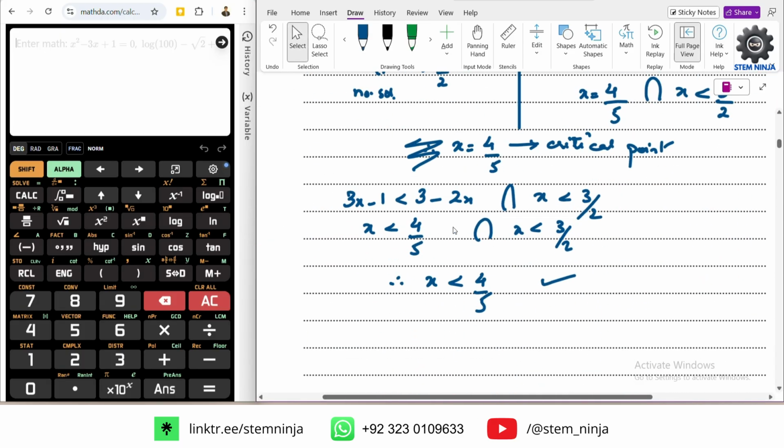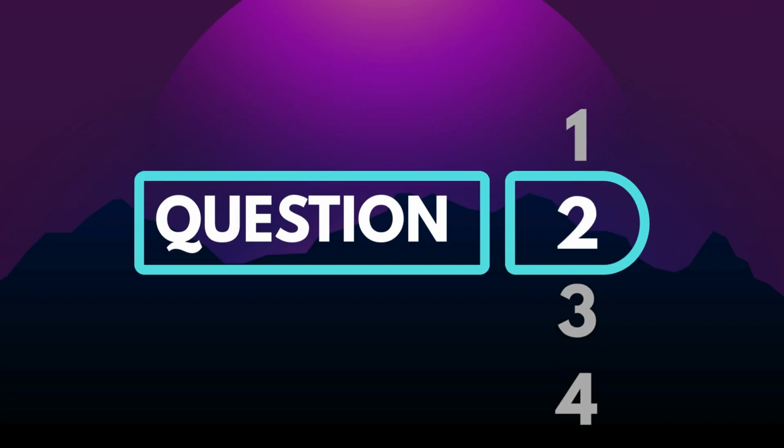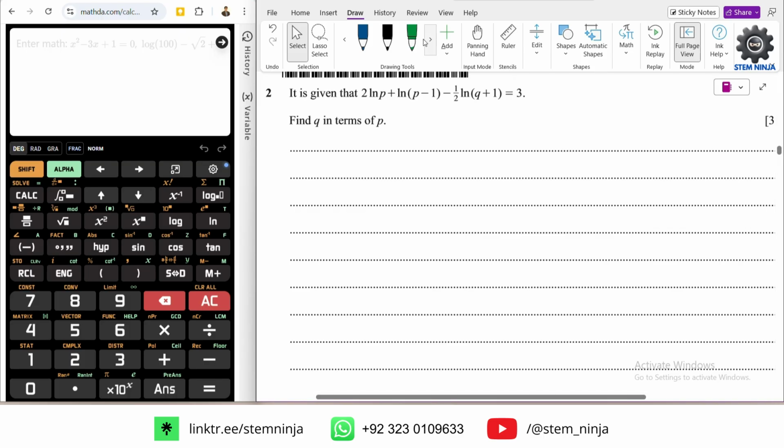Okay. Alright, so let's move on to the next question. Question number 2. It is given that 2 ln p plus ln(p minus 1) minus 1/2 ln(q plus 1) is equal to 3. Find q in terms of p.